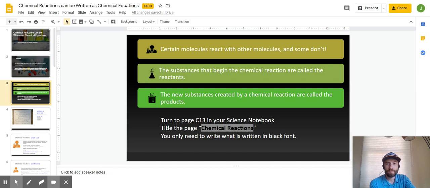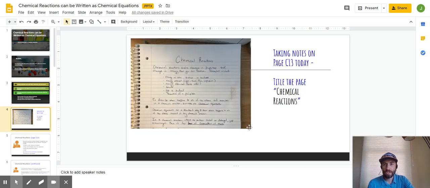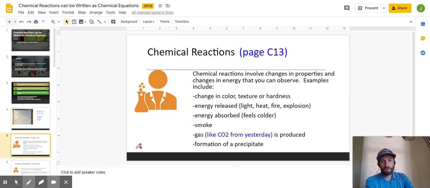We'll be taking notes on page C13 in your science notebook, and you can title the page Chemical Reactions. You only need to write what is written in black font. Here's what your page C13 will look like, and again, you only need to write what's in black font. You can title the page Chemical Reactions, and this will be the first sentence.